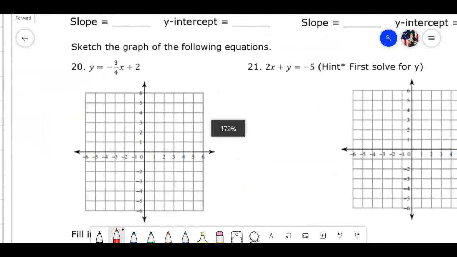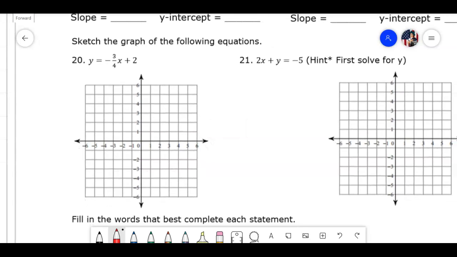Let's look at this. Sketch the graph of the following equation. So we want to, again, use mx plus b. You plot the b first at positive 2. And then you rise over run. Negative 3 over 4 is down 3 over 4. Okay? And you want to make yourself a nice line through those. Nicer than mine.